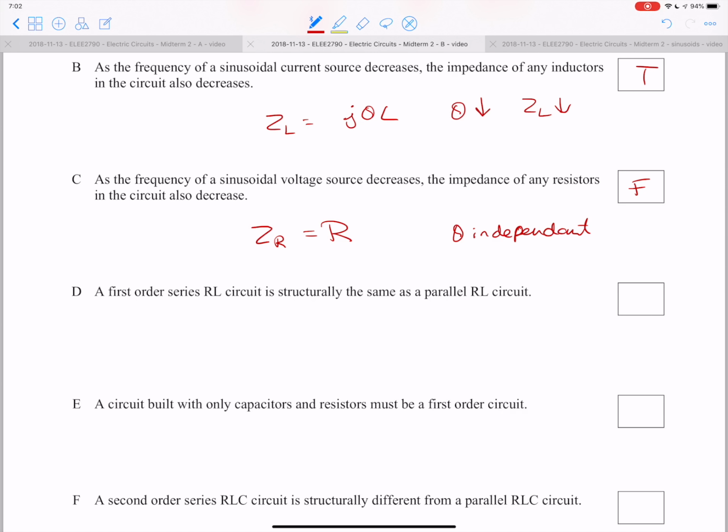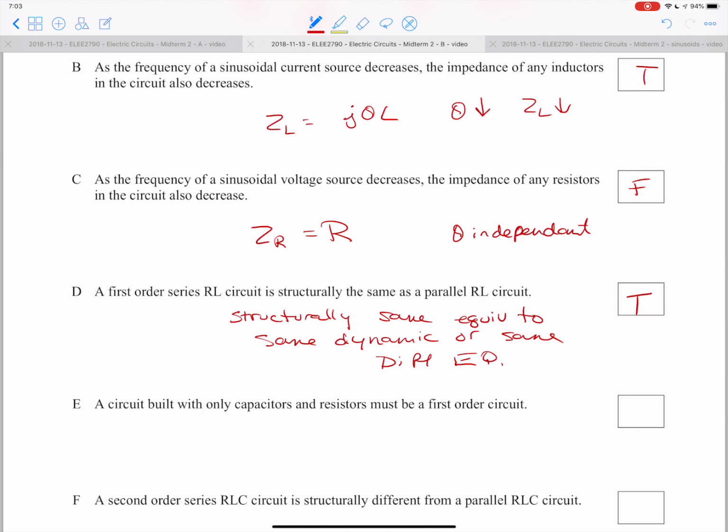Part D. A first-order RL circuit is structurally the same as a parallel RL circuit. In this case, you need to make some assumptions as to what you mean by structurally the same. In my argument, I would say that structurally the same is equivalent to having the same differential equation, the same dynamics. In this case, we do know that they're the same, so this would be true.